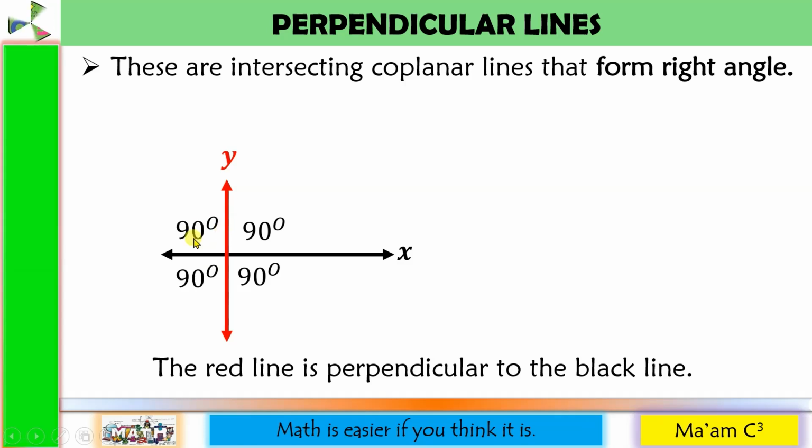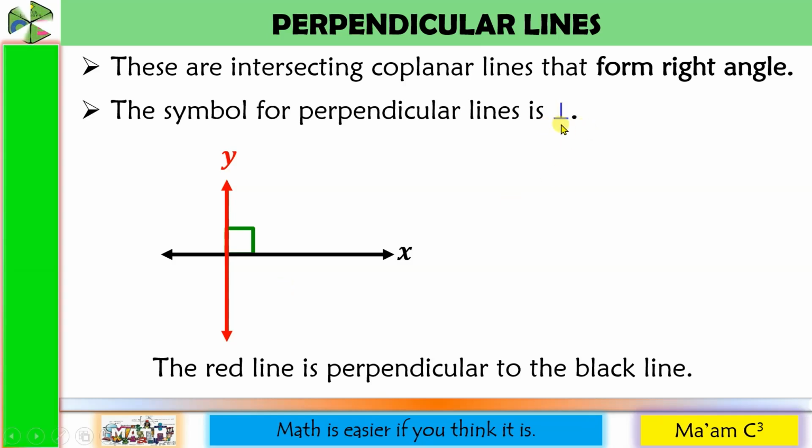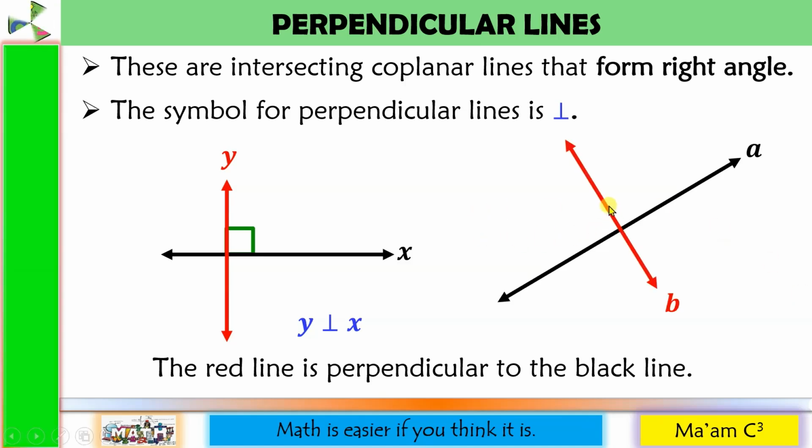There is another way of showing that two lines are perpendicular with one another, and that is creating a small square in the corner. This means that this angle is a right angle, and it measures 90 degrees. The symbol for perpendicular lines is this one. So we can say that Y is perpendicular with X. Let's have another example. Let's have line A, and this one is line B. Again, the red line is perpendicular with the black line. So line B is perpendicular with line A.